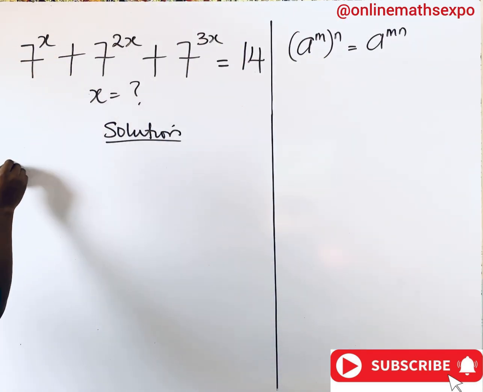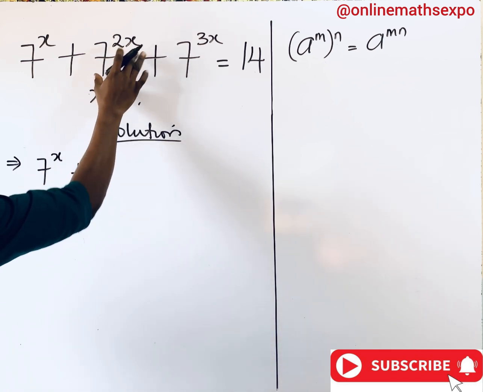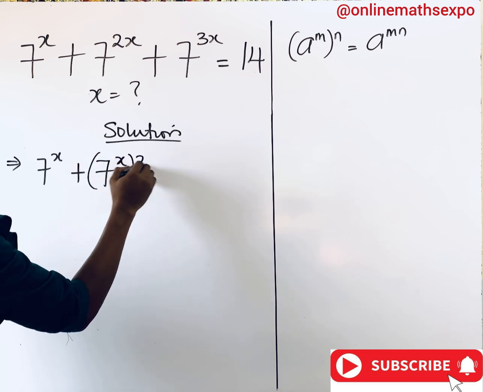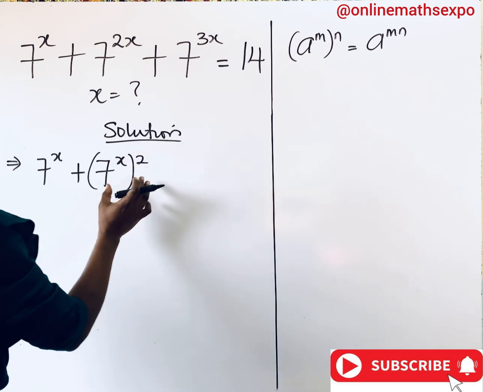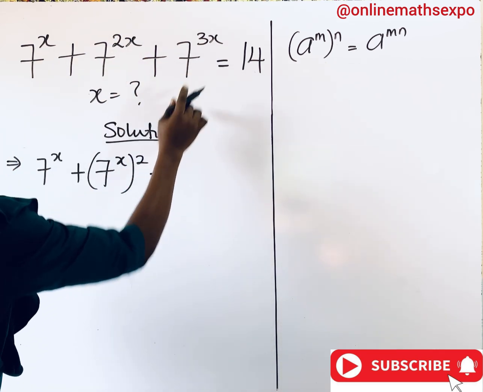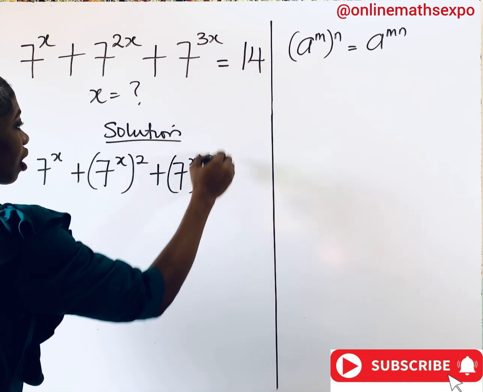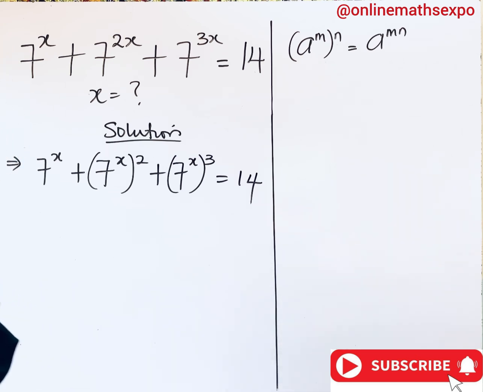Now, for this, what we have there is 7 to the power of x plus, this can be written as 7 to the power of x raised to the power of 2. Did you see? This is in this, and it is also the same as this. Then plus this will give us 7 to the power of x raised to the power of 3 is equal to 14. Amazing.